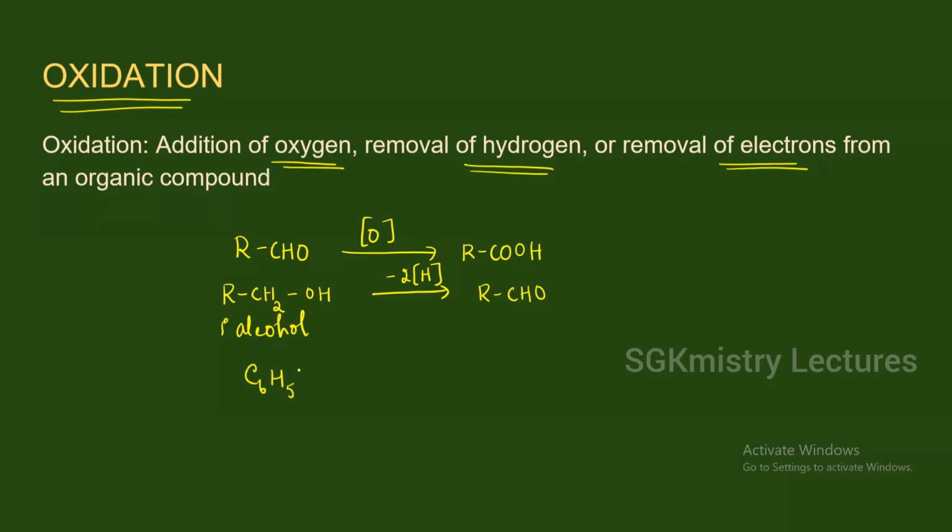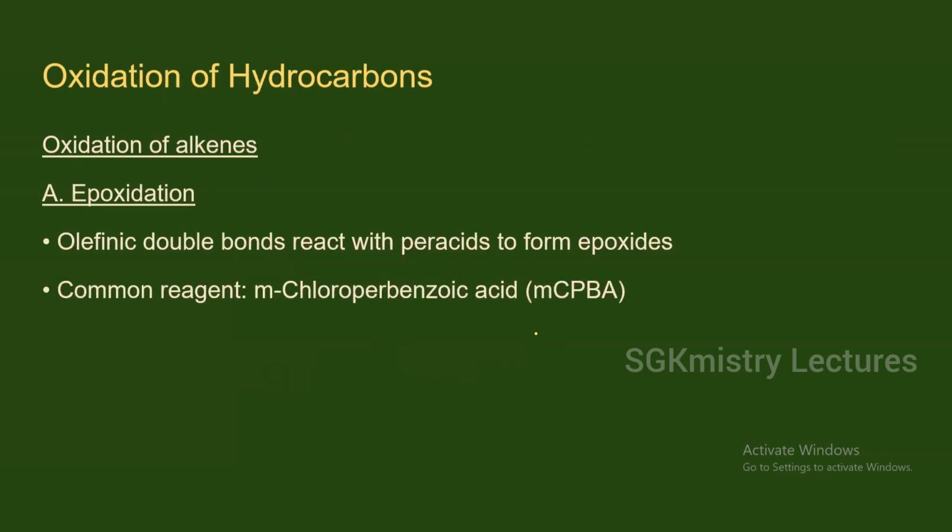Let us talk about the phenoxide ion. So this on oxidation in the presence of cerium 4 plus ion, you get C6H5O dot. That is, here one electron is removed. So from the anion, you're going to get the free radical because of the removal of one of the electrons, right? So next, coming on to oxidation of hydrocarbons in detail. So first, let us look into oxidation of alkenes. Under oxidation of hydrocarbons, first let us see how the alkenes undergo oxidation.